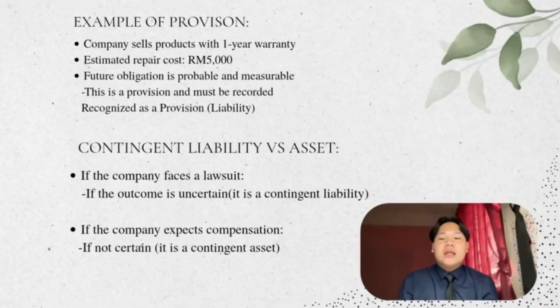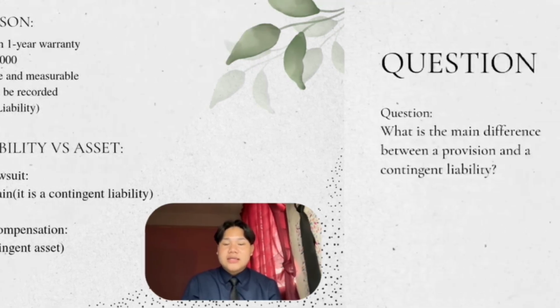Thank you. Let's look at a simple example. A company sells a product with a 1-year warranty. Estimated cost is 5,000 ringgit. This is a provision and must be recorded. If the company faces a lawsuit and the outcome is uncertain, it is a contingent liability. If the company expects compensation but it is not certain, it's a contingent asset.